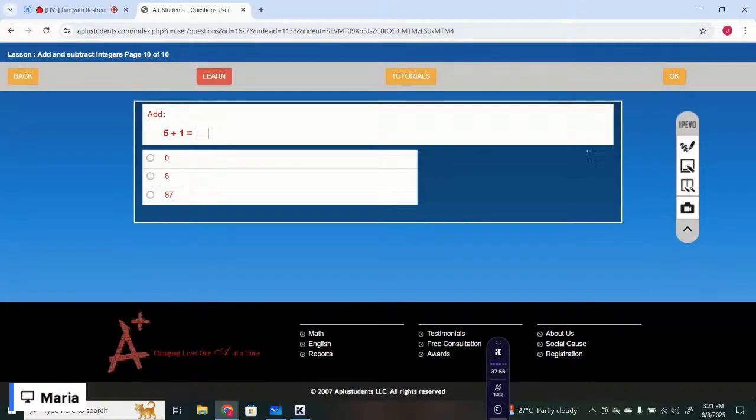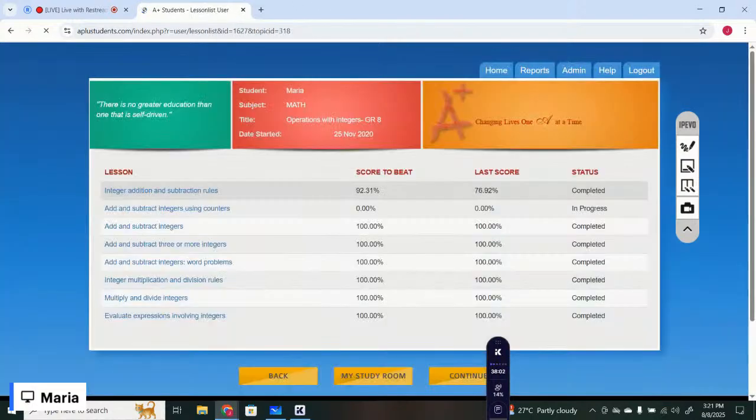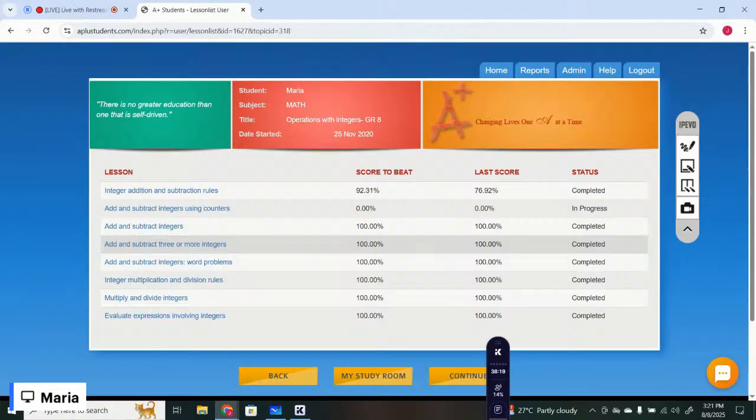Five plus 1 makes 6. Option number 1 is the correct option. Okay, you can complete the lesson by yourself later today. Let me just move on to next lesson. The next lesson is add and subtract 3 or more integers.